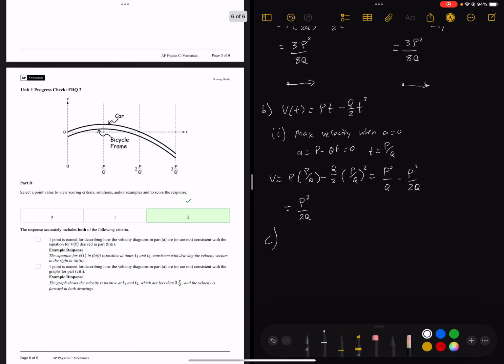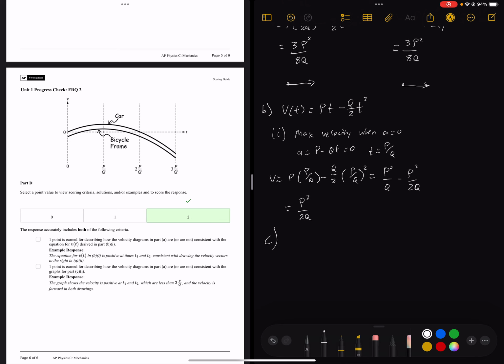That is shown in the scoring guideline. You see here, this is the car's frame, and in the scoring guideline they tell you what they're looking for. As we were saying, it starts at 0 for the car, goes up to some max value, and then at time t equals 2p over q, if you evaluate the function, you see the velocity is 0. If you look at the function for velocity, pt minus q over 2 times t squared, that is a quadratic. It's going to be in the shape of a parabola, and it's going to be concave down, because the coefficient in front of t squared is negative. And that follows what we're seeing here.